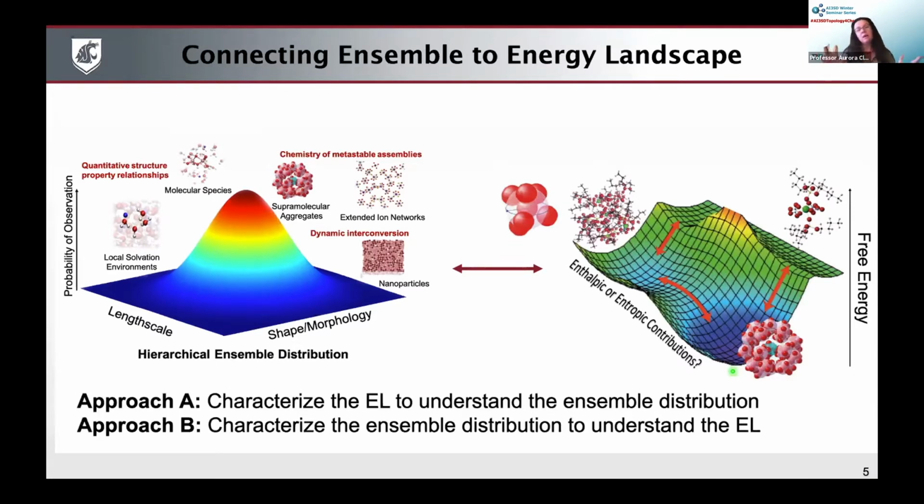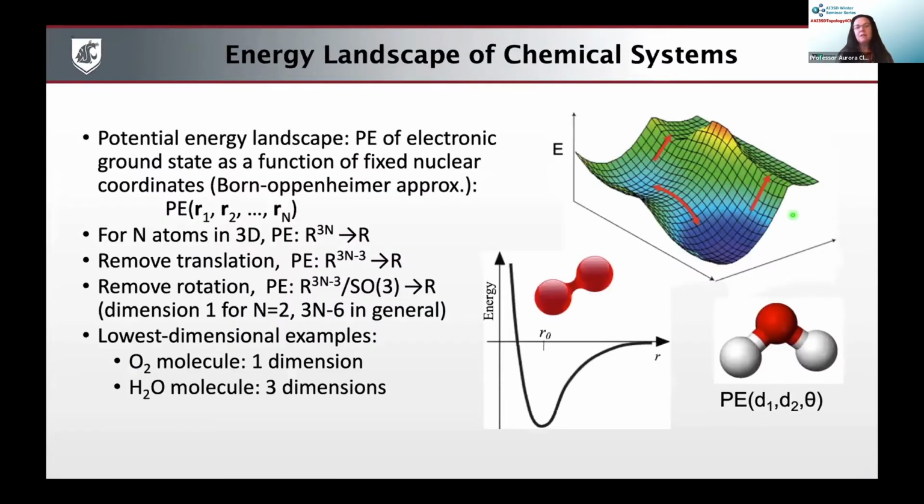In thinking about a theoretical framework for tackling this connection between the ensemble and the energy landscape, there are really two approaches that you can take. The first is to characterize the energy landscape to understand the ensemble distribution, or the opposite, to characterize the ensemble distribution to understand the energy landscape. We're going to be talking today about a couple of approaches, with a couple of objectives within each of these approaches. First, I want to highlight the complexity of the energy landscape, because often as chemists, we've already mentally used our chemical intuition to reduce its dimensionality. But in reality, the potential energy landscape is a 3N dimensional function, right?